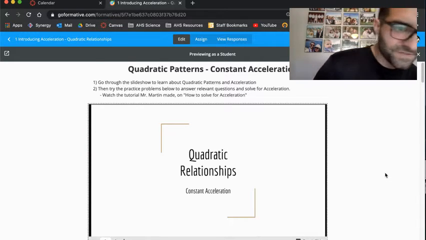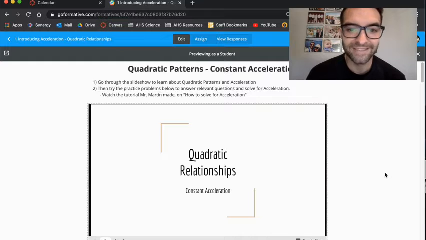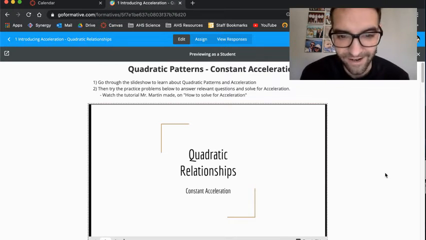All right, welcome to physics. Today we are moving on with our motion learning target, and we're going to be looking at acceleration now.